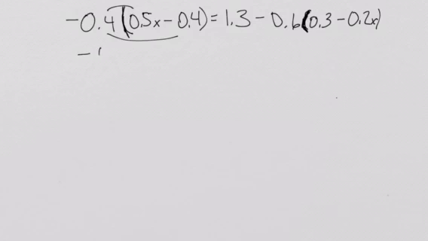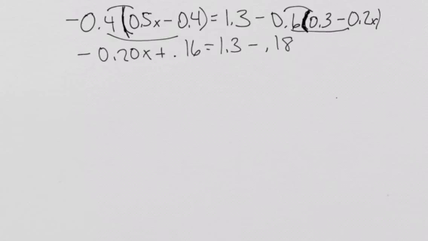And we get negative 0.20x. And all I'm doing is multiplying these decimals. Hopefully you already know how to do that. Now when I multiply this 0.6 times 0.3, remember this is a negative 0.6. So I'll get a negative 0.18, and beware, this is going to be a positive because it's a negative times a negative, and we will get 0.12x.